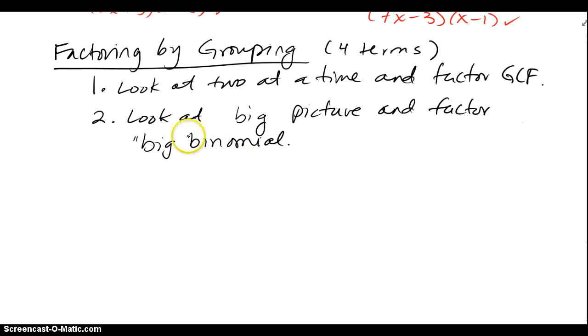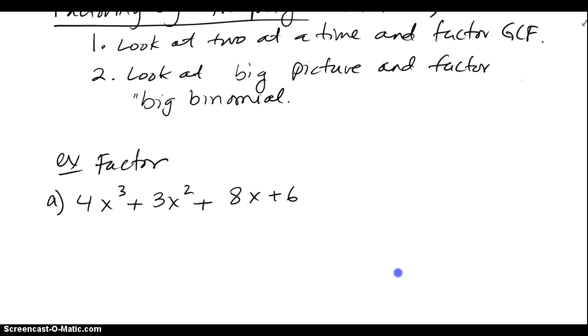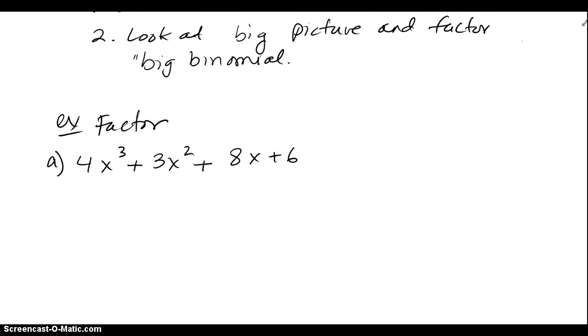Then the second step is to look at the big picture, and you'll see a big binomial in common, and that's what you want to pull out in your second step as the GCF. So let's look at this 4-term expression and try to factor it by grouping. We're going to look at 2 at a time, first 2 and second 2.